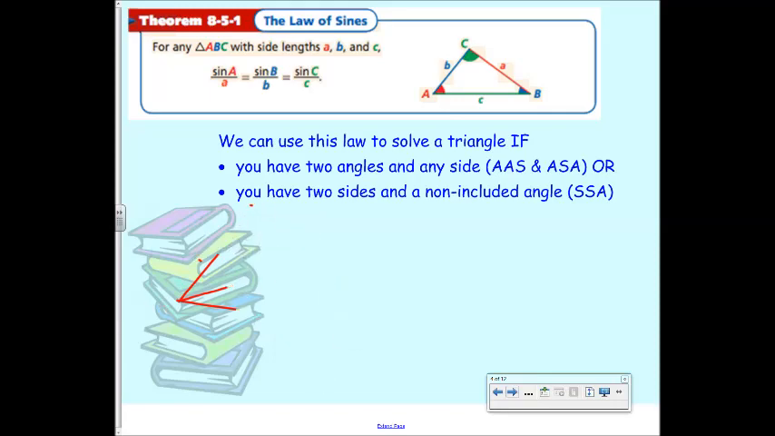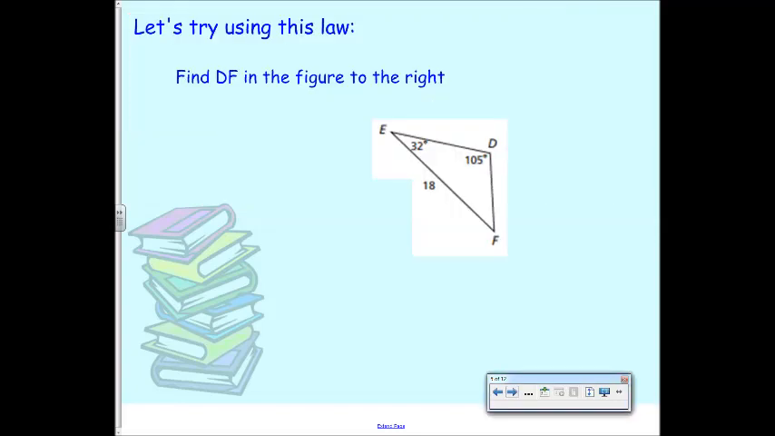to find all types of missing measures. So we're basically setting up more proportions. This time we're using 2 sines and 2 angles. So take a look at how this would look. What information do I have right here in this triangle? 2 angles and 1 side. If I have 2 angles, that means I also can have what? The third. So 105 plus 32 would be 137. And then what would this angle be then?